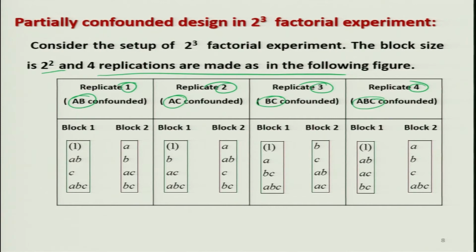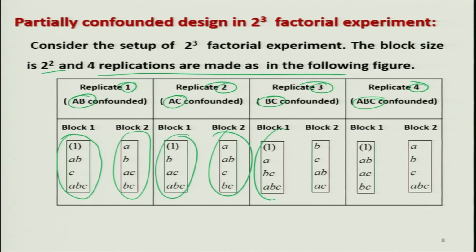Now, you know how to assign different treatment combinations to the different blocks depending on which effect is getting confounded. Those things you can do here, and finally you have 2 blocks in replicate 1, in which you have the treatment combinations like this, in which AB is getting confounded. Similarly, you have 2 blocks in each of replicates 2, 3 and 4, and you have different types of treatment combinations because you are trying to confound different effects. Okay, so now we have this setup.